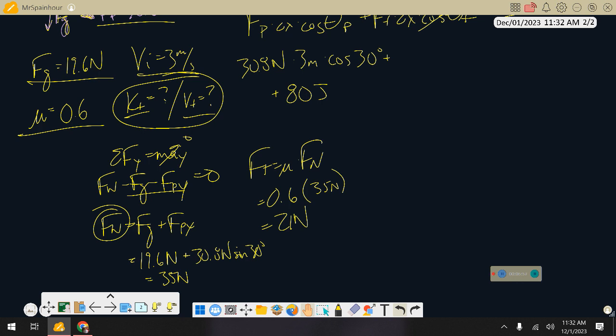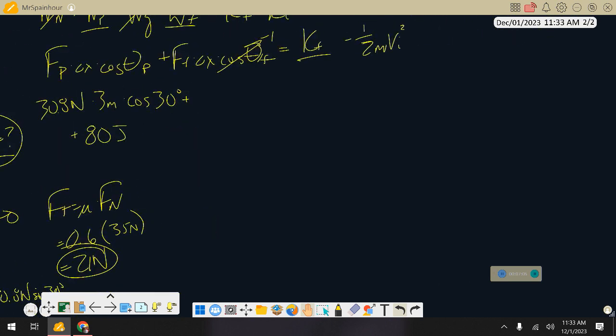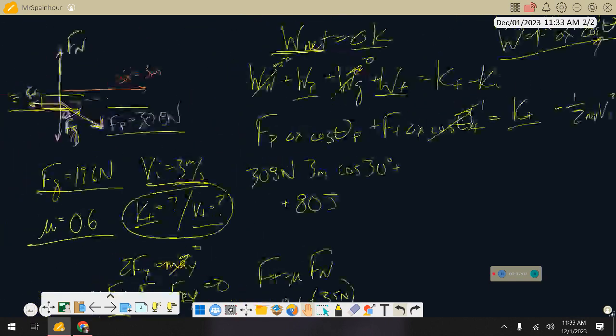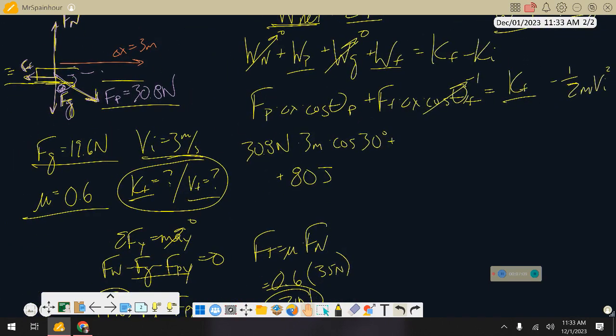Now, typically in the sum of forces, we would then continue on to sum of forces, but we don't need to. The main reason we were doing this was to go get friction. So let's come back up here. Force friction is 21 newtons times 3 meters times that -1. So that's going to end up as negative 63 joules.